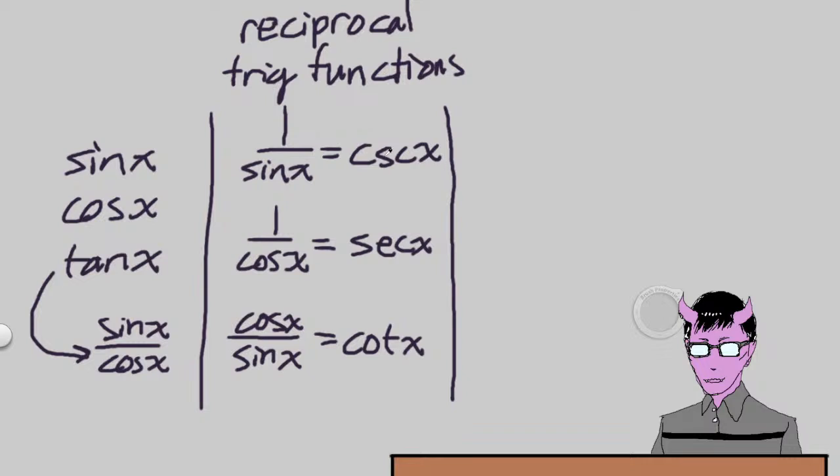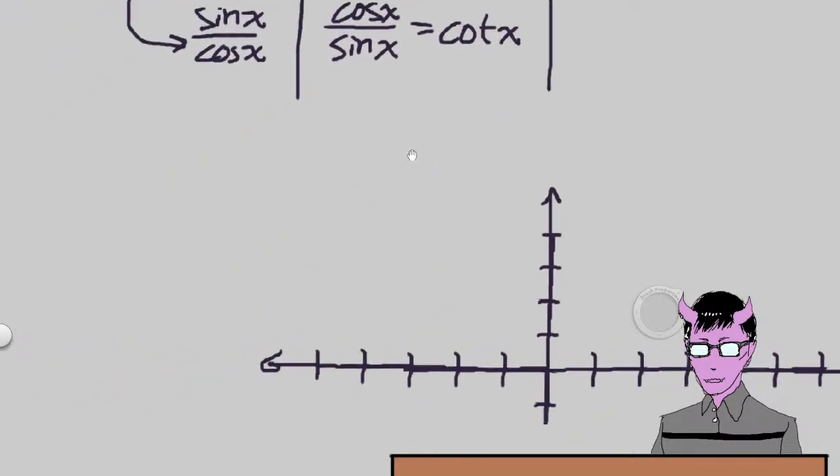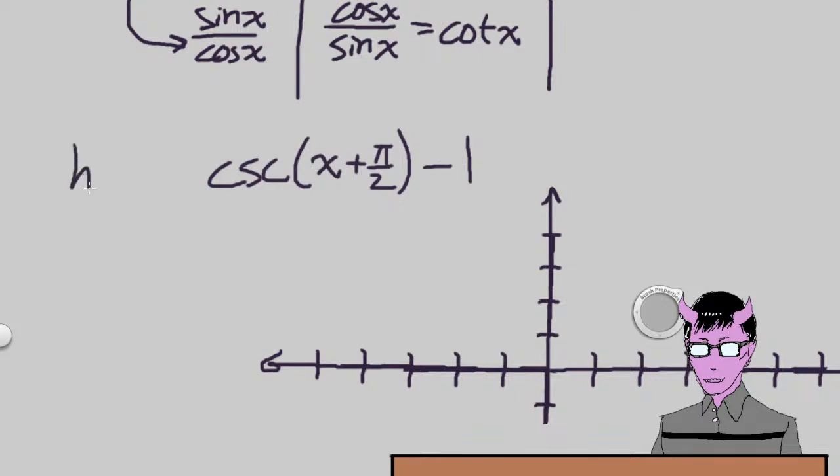And I'm going to show you it's going to be the exact same thing as what we already are familiar with. So let's take cosecant, for example. So suppose we are given cosecant. Let's do an easy one first. Let's just do x plus pi over 2 minus 1. And we're going to call this one h of x.